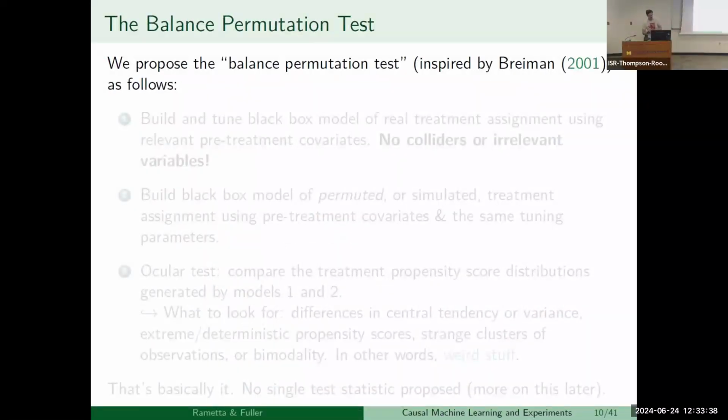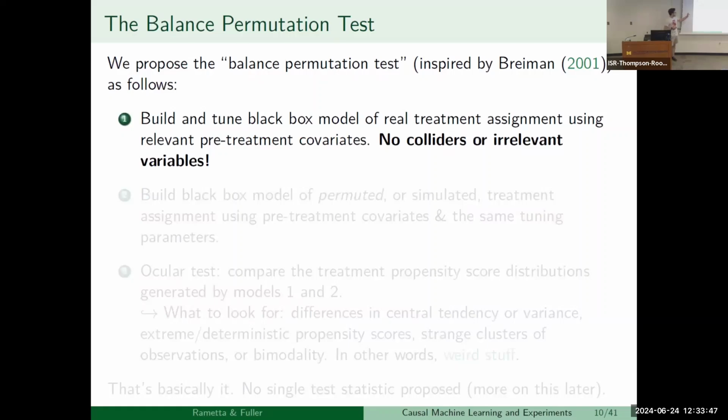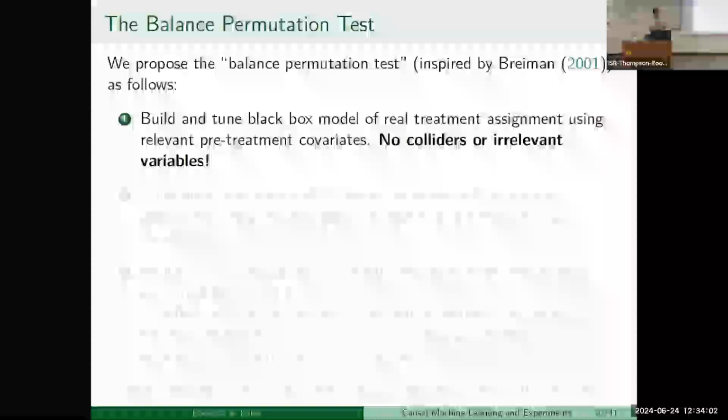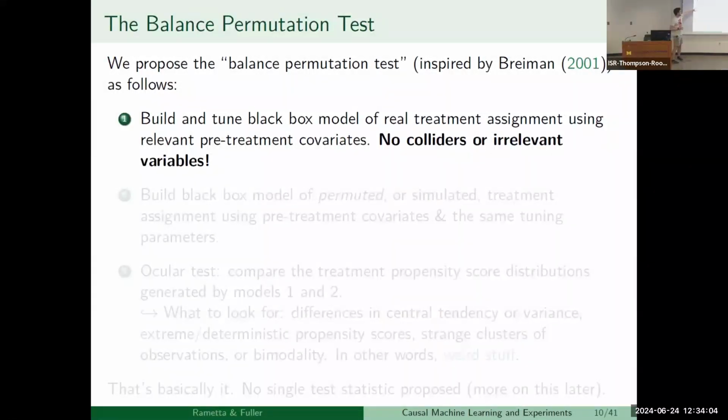Okay, so what are we proposing you do? We propose the balanced permutation test, inspired by Breiman's permutation feature importance idea in the random forest paper. The first thing you're going to do is build and tune a black box model of treatment assignment using pretreatment covariates. I want to put a big asterisk here. You don't want to include IP address in here, or things like that. You also don't want to put colliders in there. That's a bad idea. So we're only interested in moderating or confounding variables. We're not interested in colliders or relevant variables at this point.